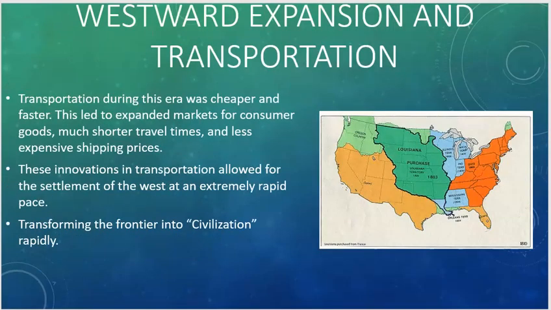Let's talk about westward expansion. So, transportation during this era was cheaper and faster. This led to expanded markets for consumer goods, shorter travel times, and less expensive shipping prices. We already talked about this. Markets grow. That means people are able to buy and sell from multiple places across the country, not just in their local area. The frontier goes from being frontier to being civilization and cities and culture very rapidly. Super quickly.